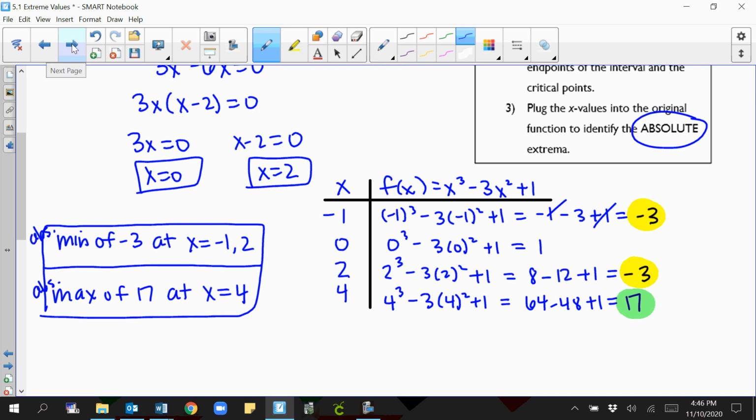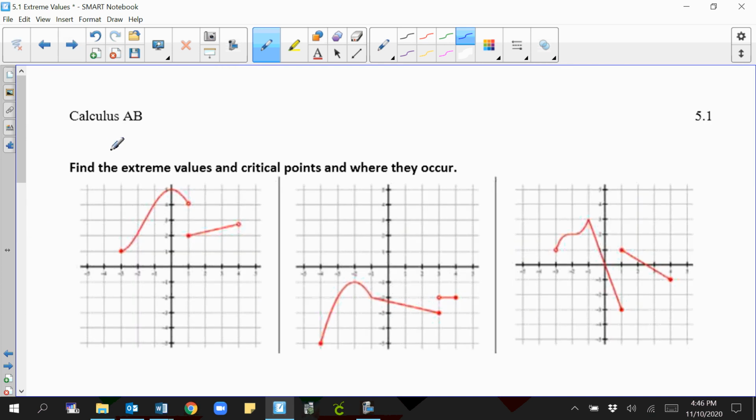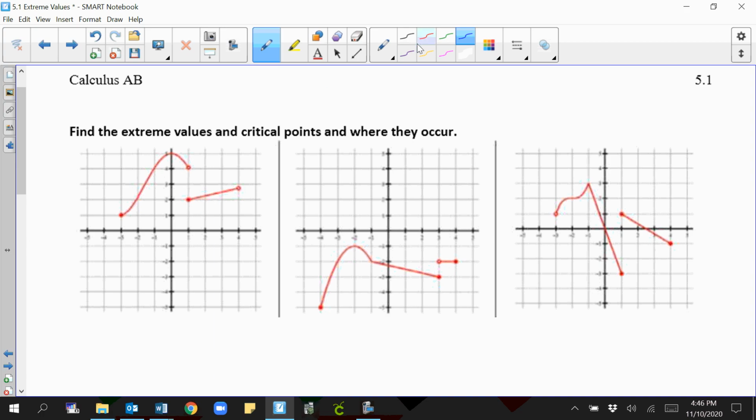Let's look at some more graphs here. It says find the extreme values and critical points where they occur. So if I'm looking at this first graph, we're not going to look at our endpoints, but I do have this point right here, and I'm going to say that that is my absolute maximum of 1, 2, 3, 4, 5 at x equals 0. And I don't have any minimums, so that's it. And let's look at our next graph over here.